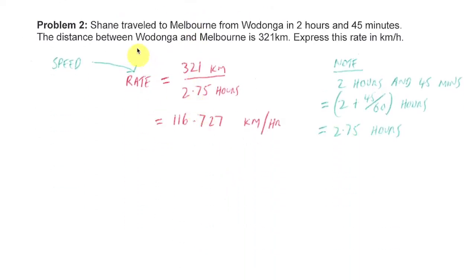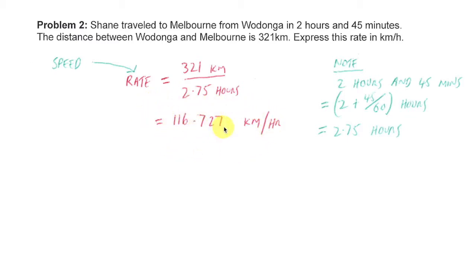Let's look at this problem. Shane travelled to Melbourne from Wodonga in 2 hours and 45 minutes. The distance between Wodonga and Melbourne is 321 kilometres. Express this as a rate in kilometres per hour. So my speed, which is the rate, is the distance, 321, over the amount of time, which is 2.75 hours, to give me a rate of 116.727 kilometres per hour.